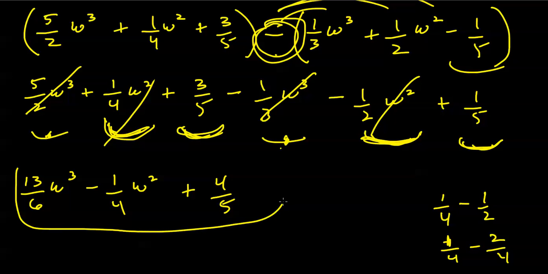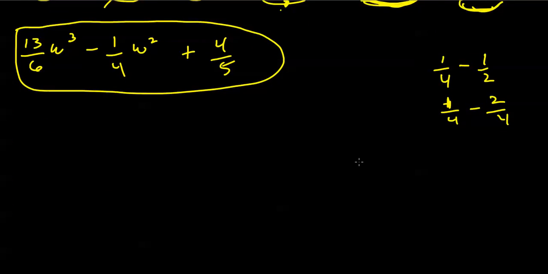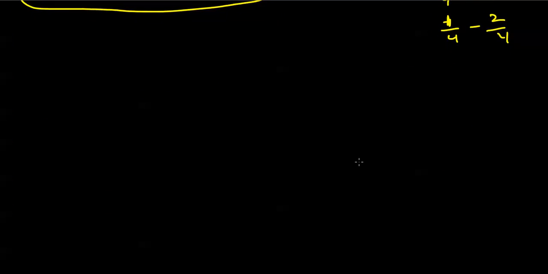Alright, so don't panic when you see all these fractions. It's really not that bad, as long as you show your work clearly and go step to step. So final answer, 13/6 w cubed minus 1/4 w squared plus 4/5. And one more and we'll call it a day for this section. Another polynomial subtraction.